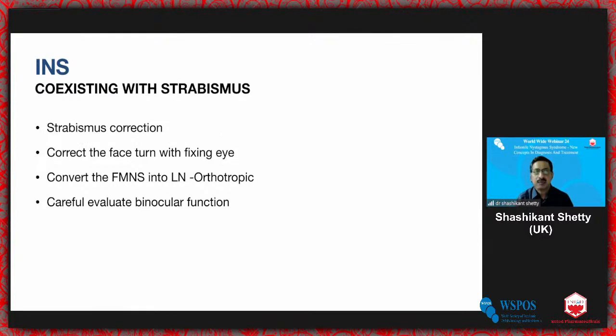If they have INS coexisting with strabismus, proper orthoptic evaluation has to be carried out. Strabismus correction in patients who have FMNS can convert the FMNS into a latent nystagmus when the patient is orthotropic, and it can reduce the nystagmus. So always determine the fixing eye, for once you correct the fixing eye, it also corrects the face turn. So when you do a binocular assessment of these patients who have strabismus with nystagmus, you have to know the dominant eye, and once you correct the dominant eye, the face turn gets better. Carefully evaluate the binocular function in these patients.